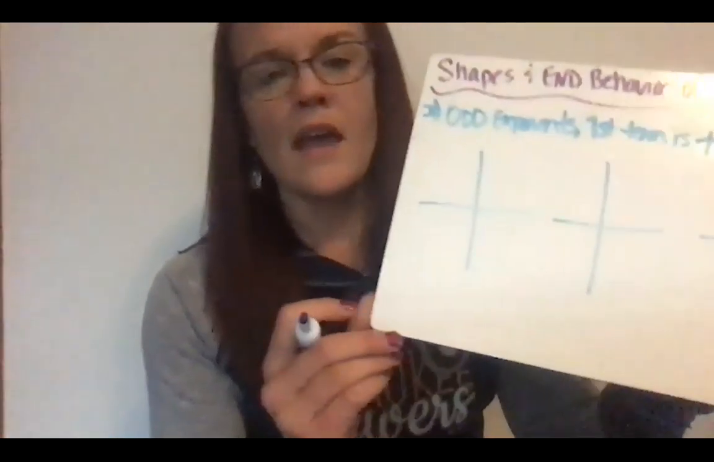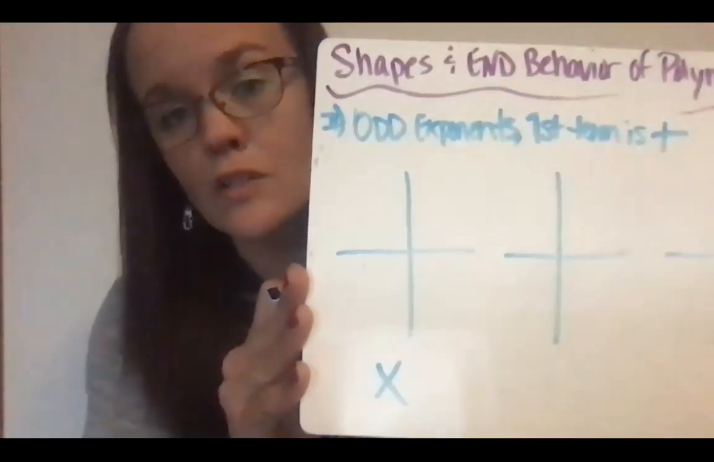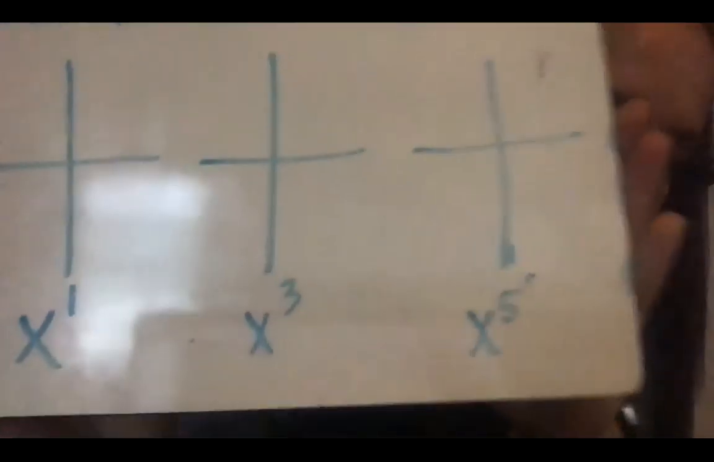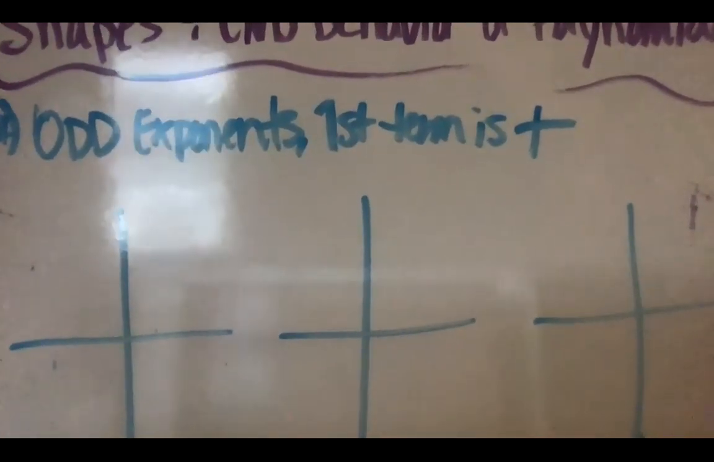And we're going to draw 3 graphs again. This time we're going to start with just an x, because remember, x is to the first power. So we're going to do just an x to the first power, x to the third, and x to the fifth. So that's what you want to get down in your notes. And then we're going to take a look and see what those mean.